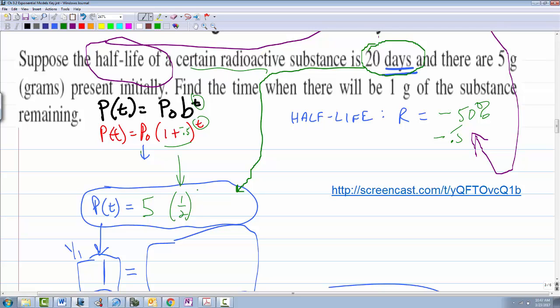Now we got a problem. I can't just put T here. Because how long does it take for this to turn half? 20. Okay, so how many grams will I have in 20 days? 2.5. Let's do this. How many grams will I have in 40 days? Think about it.